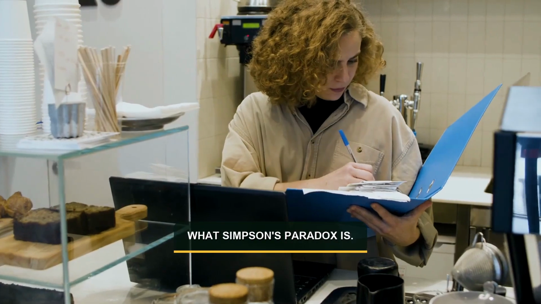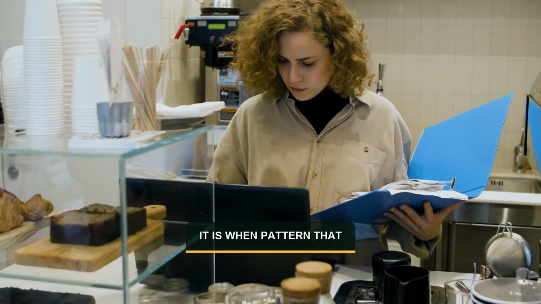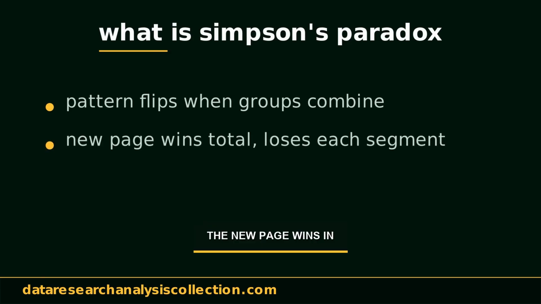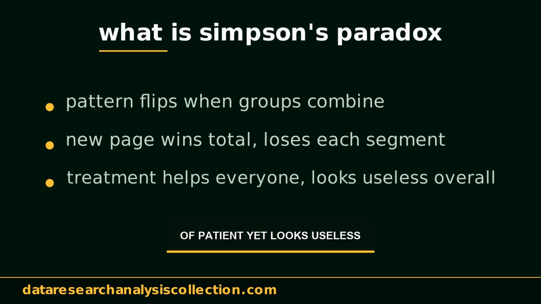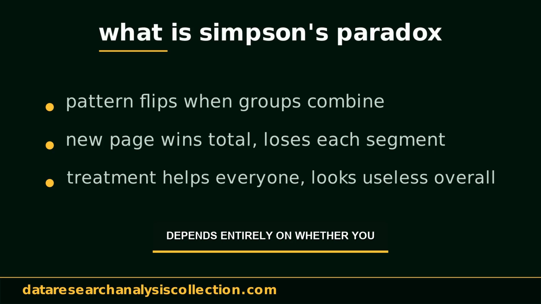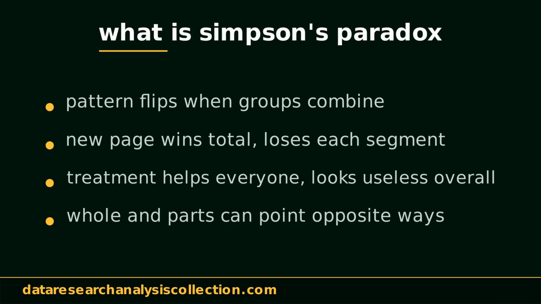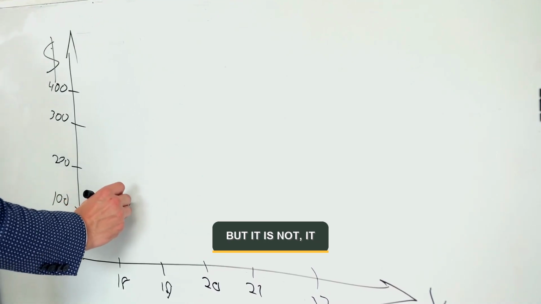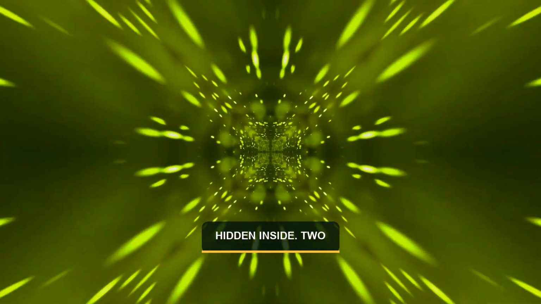So let me say plainly what Simpson's paradox is. It is when a pattern that shows up inside every separate group of your data reverses or simply vanishes the moment you pull those groups into one combined number. The new page wins in the total but loses in each segment. A treatment helps every kind of patient yet looks useless overall. The direction of the story depends entirely on whether you look at the whole or the parts, and the two are allowed to point flatly opposite ways. This feels like magic the first time you meet it, but it is not. It is just arithmetic with something hidden inside.